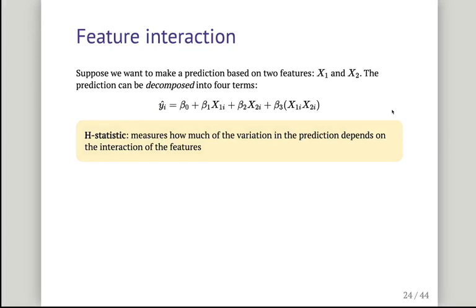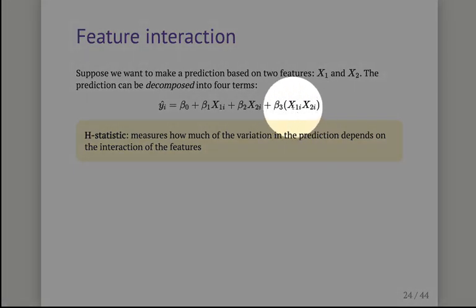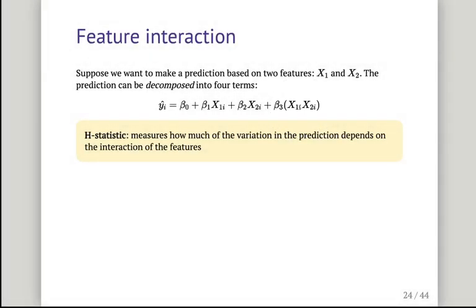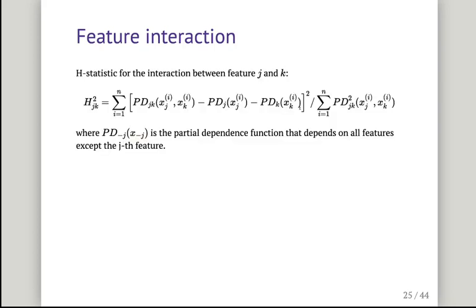So that H statistic is something that we can use to measure how much of the variation in the prediction depends on the interaction of the features. So how much of it depends on this product, x1 times x2. This interaction measures the dependence between the features, so how x1 and x2 are themselves related. So the formula for the H statistic is provided.